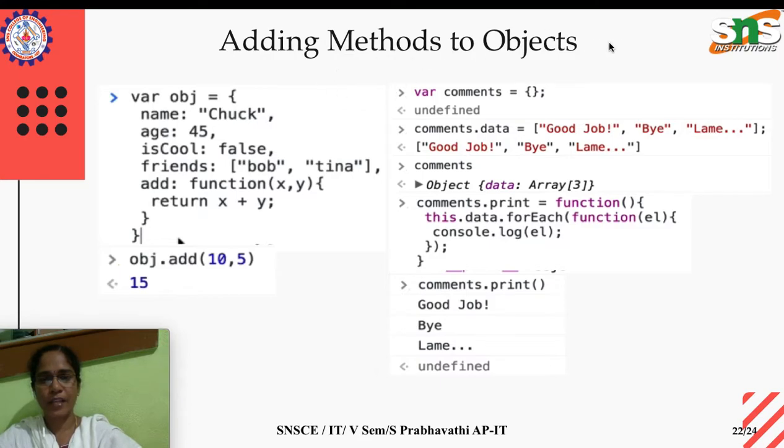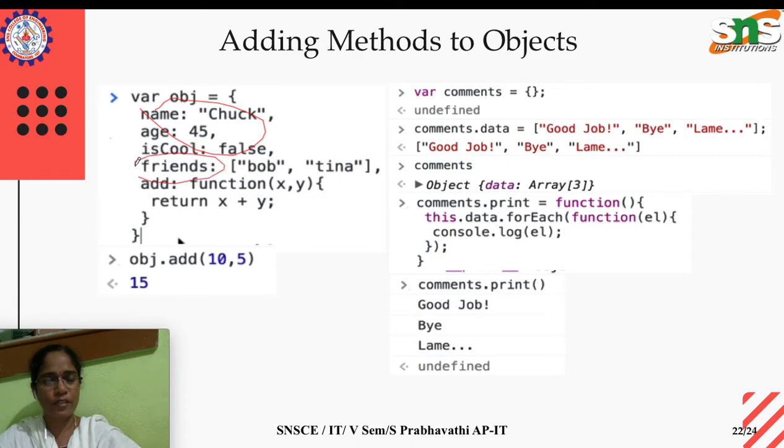And adding methods to objects. So far we have seen about object properties, is it not? Only these things we have seen, is it not? This property name has the string, age has the number, and this property eSchool has the boolean. Apart from that, see here, you could have the property as an array also.